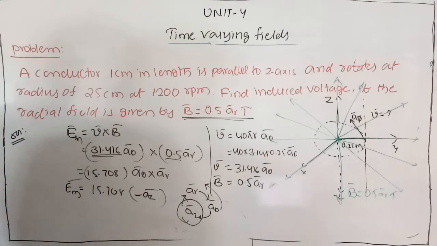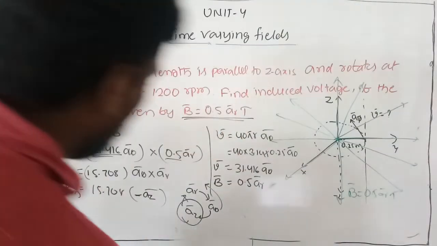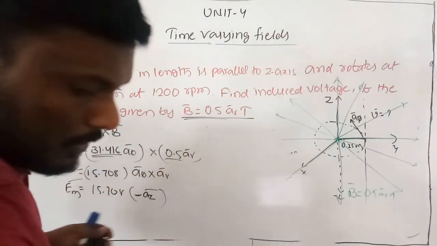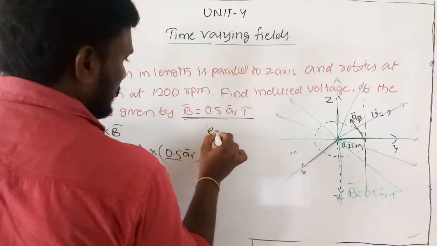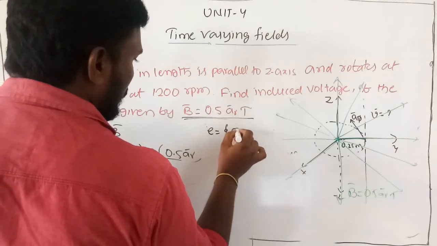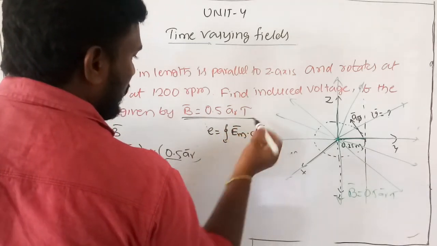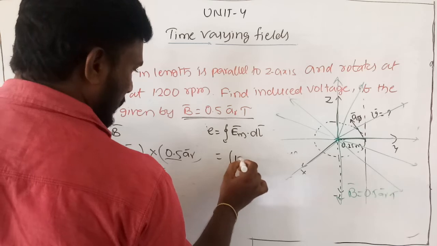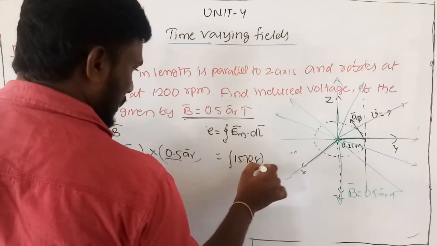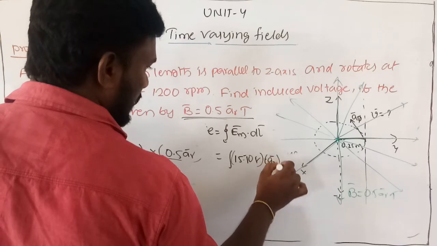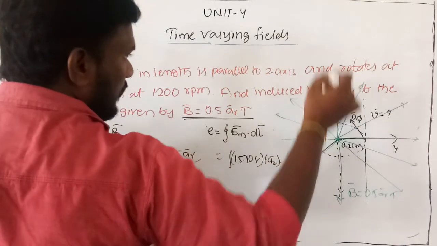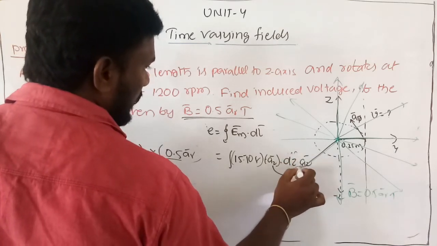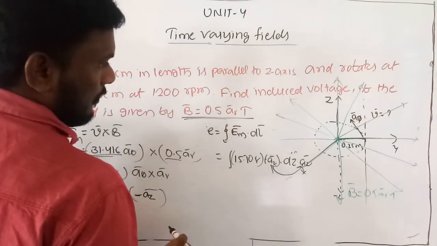Once you get the motional electric field intensity, just substitute it in the voltage formula. What is the induced voltage formula? It is V equal to the line integration of E_m dot dl. E_m is a known value, minus 15.708 a_z dot dl. What is dl? As it is parallel to the z axis, it is dz a_z. The dot product between a_z and a_z is 1.